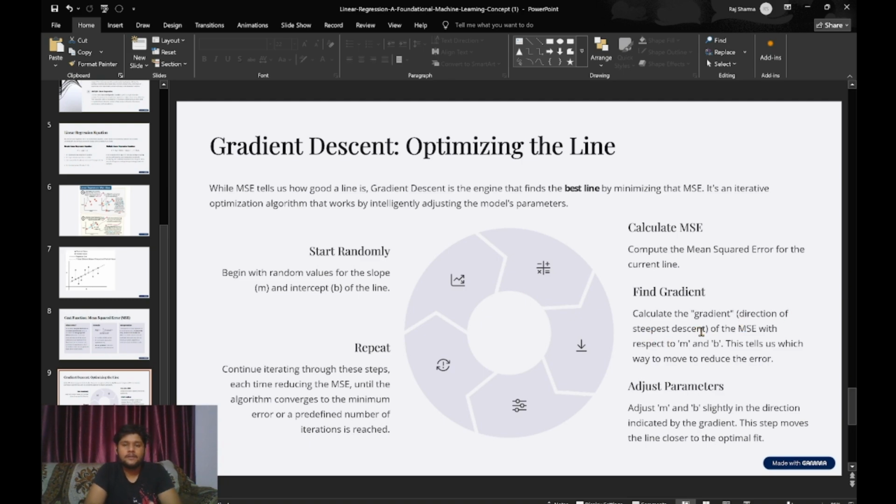Consider a mountain. If you are at the top, you have different ways to go down. But what's the fastest way to go down? That is going through the steepest way, the one that has the highest angle with the horizontal level. Then adjust the parameters, repeat, start randomly. Basically, it follows a cycle of repeatedly minimizing the error through the gradients, and that's how it does it.